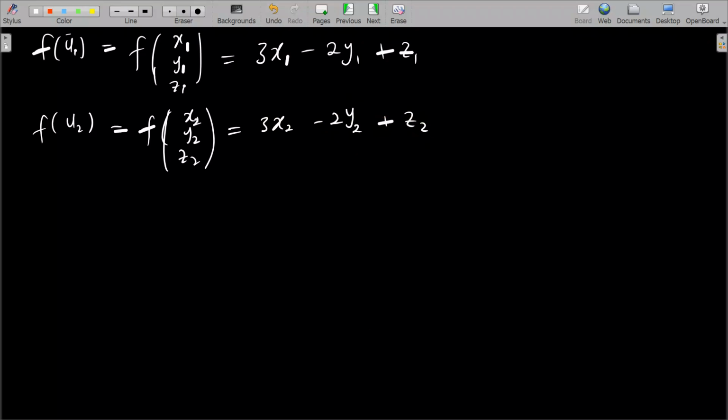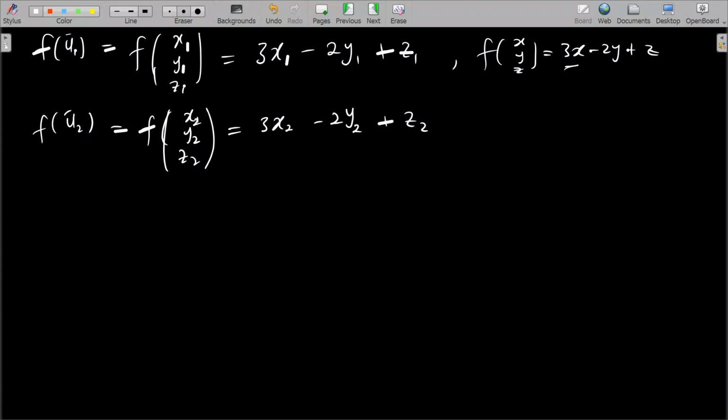So this is how the individual transformations look, because the function is defined to be f of x, y, z equal to 3x minus 2y plus z, right? So what it means is 3 times the x component, which here in the u1, the x component is x1, the y component is y1, and then the z component is z1, right? Likewise, for the u2, we have x component to be x2, y component to be y2, and then z component to be z2.